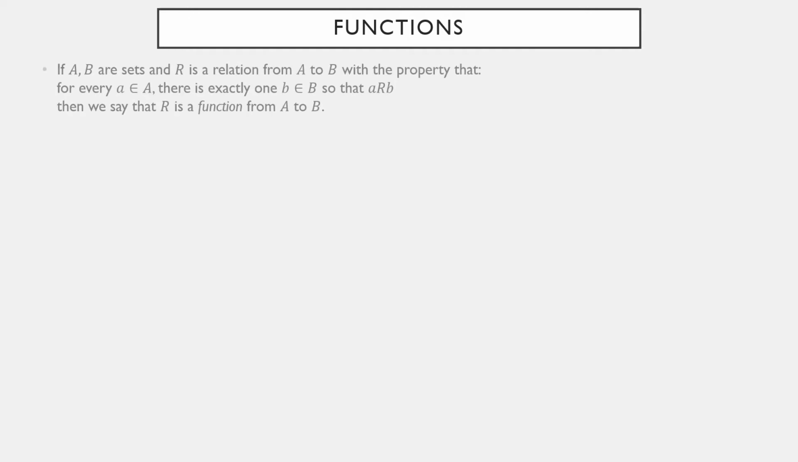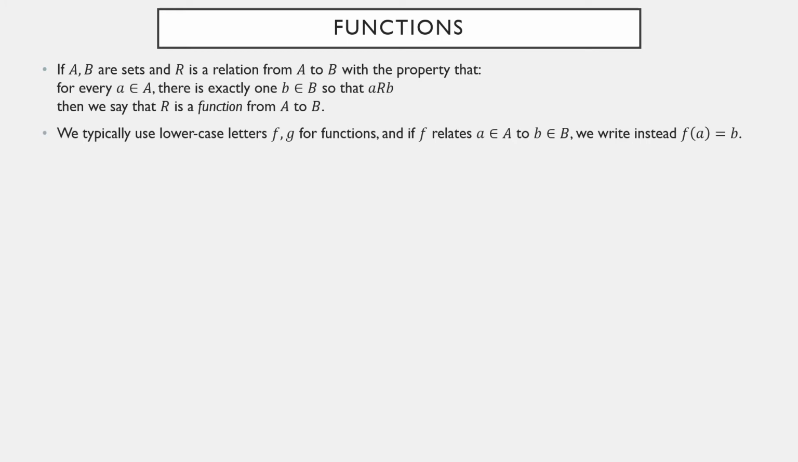Well, what's a function? If A and B are sets and I have a relation from A to B with the property that for any element of A there is exactly one thing that it is related to, then we say that it is a function from A to B. Typically we're going to use lowercase letters for functions, f, g, and so forth, like we're used to. And if f relates A to B, what we write is f of A equals B. This is our traditional function notation. Now what's important is that for everything in the set on the left, there is one thing that it's related to. That is what justifies using this equal sign here.